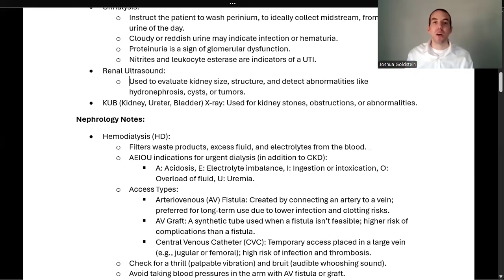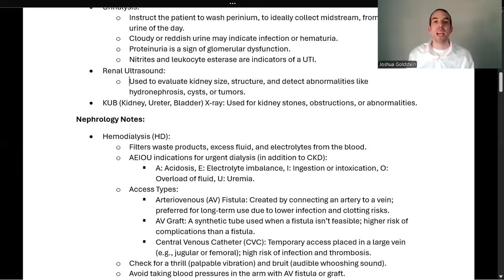There's the AEIOU criteria for when we would do an emergent dialysis. Obviously, we do dialysis for all patients that have ESRD, which we're going to talk about in a little bit, end-stage renal disease, where their kidneys are essentially shut down and done and retired. Then we put the patients on chronic dialysis. But over here, the AEIOU criteria is when we would do emergency dialysis for a critical patient.